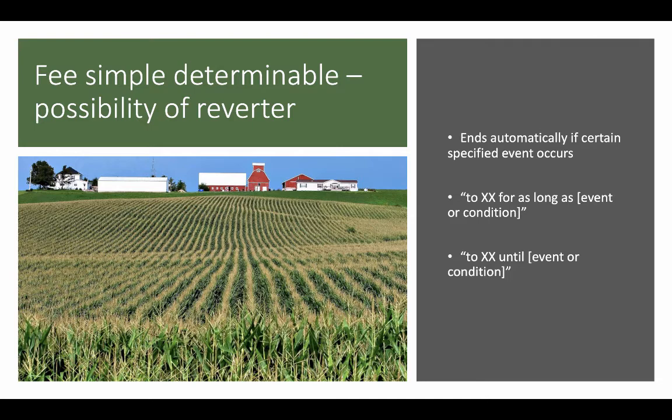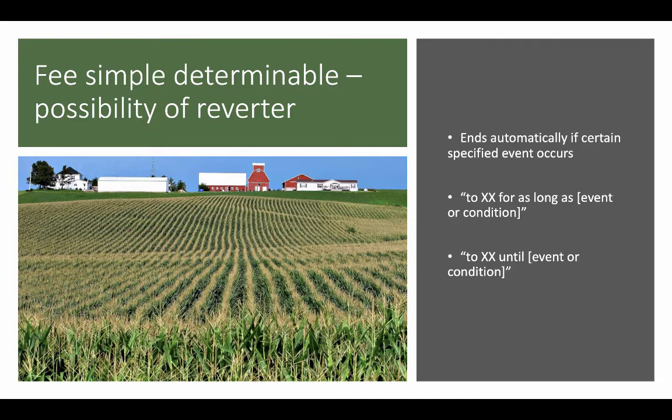A fee simple determinable is an interest in land that will end automatically if a certain specified event happens. Putting it another way, a fee simple determinable is a fee simple interest that's subject to a restriction that has the potential to terminate that interest. For the interest to exist or to continue to exist, a certain event either has to happen or not happen.